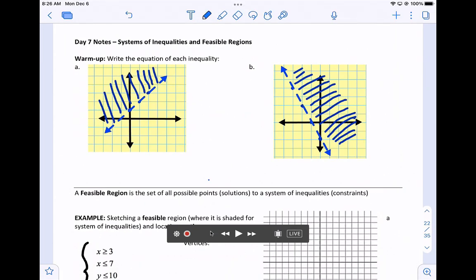Today we'll look at systems of inequalities and feasible regions. Warm up. Write the equation of each inequality.